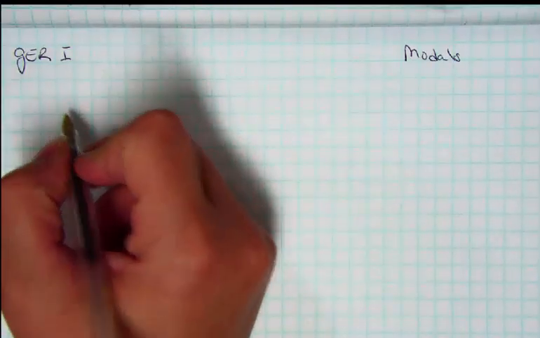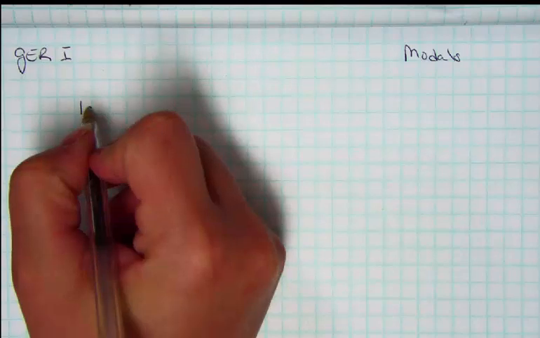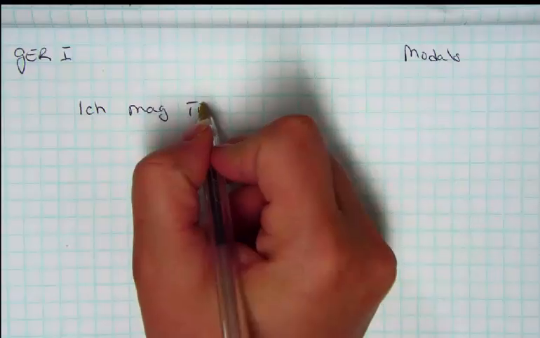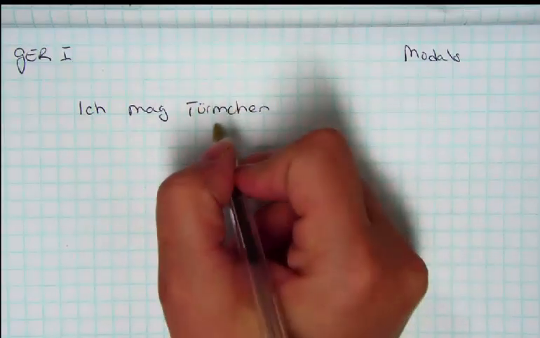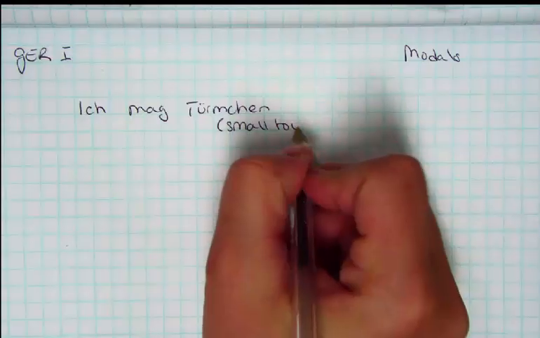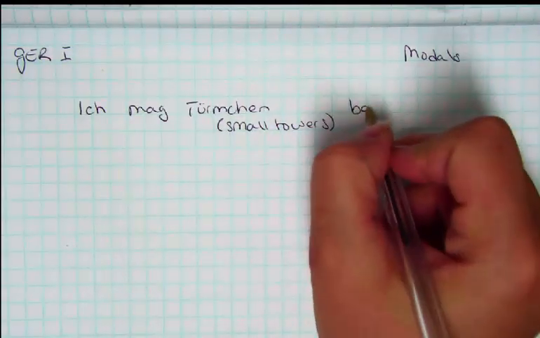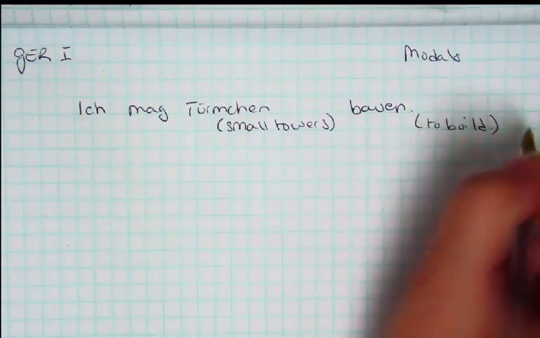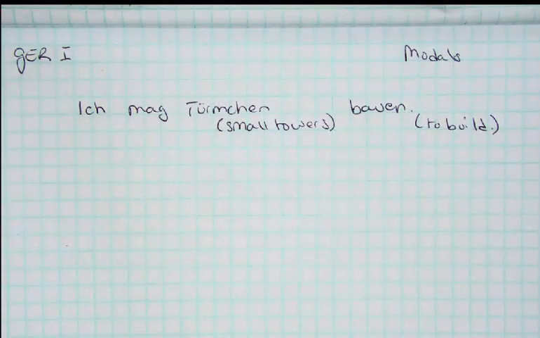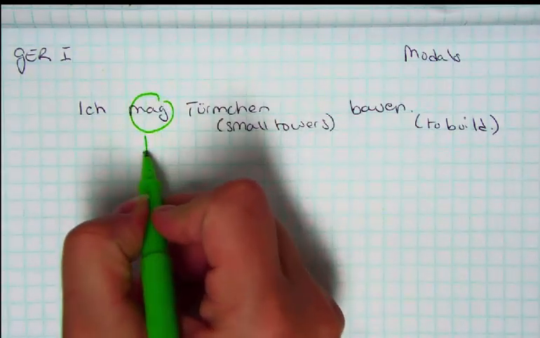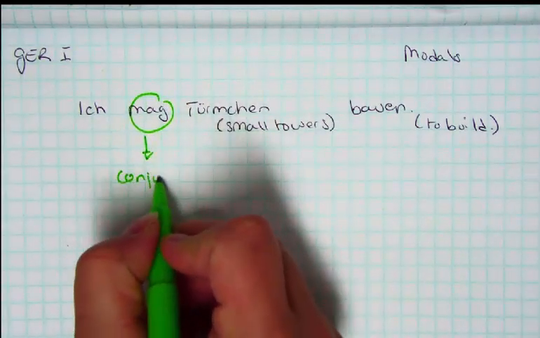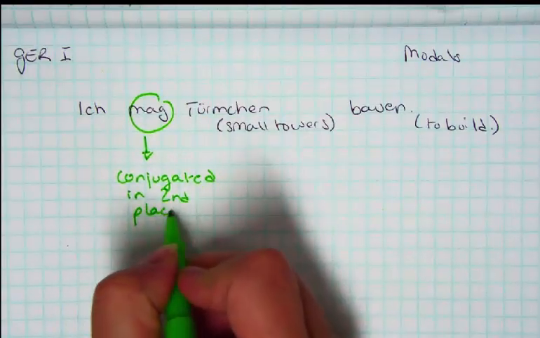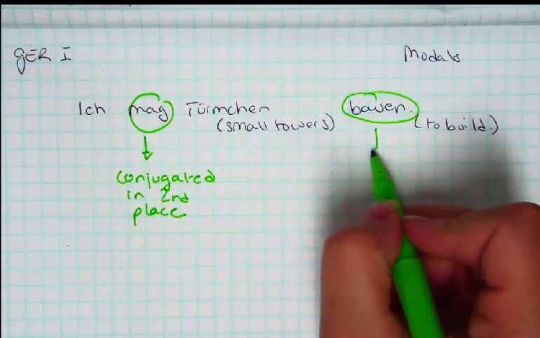So as an example, you can say something like, Ich mag Türmchen. That's a word you guys don't have. Small towers. Bauen. And that means to build. So in this sentence, of course, here's my modal verb, conjugated for first person. And here at the very end is my infinitive.